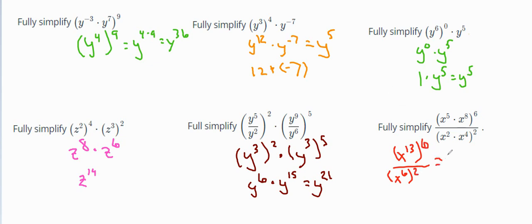X to the 13th to the 6th power, multiply. 13 times 6 is 78. And for the denominator, we have 6 times 2, which is 12. And finally, when we divide, we subtract the exponents. So 78 minus 12 is 66. And our answer is going to be x to the 66th power.